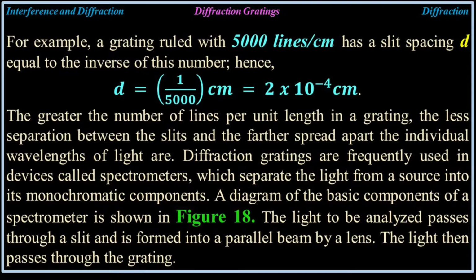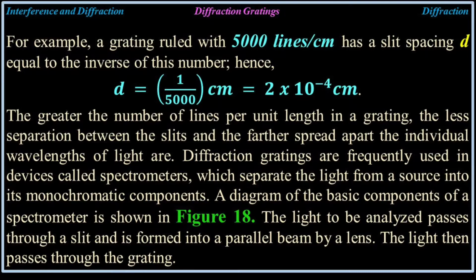For example, a grating ruled with 5,000 lines per centimeter has a slit spacing d equal to the inverse of this number. Hence, d equals 1/5000th centimeter, which equals 2 times 10 to the negative 4 centimeters. The greater the number of lines per unit length in a grating, the less separation between the slits and the farther spread apart the individual wavelengths of light are.